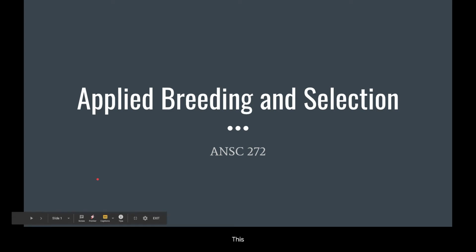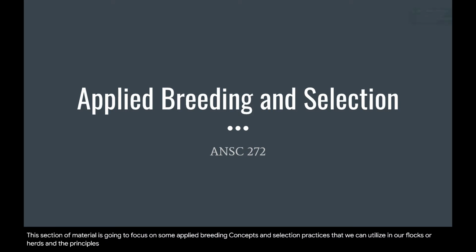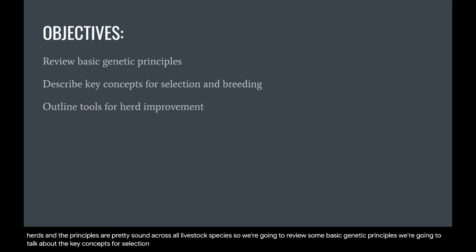This section of material is going to focus on some applied breeding concepts and selection practices that we can utilize in our flocks or herds, and the principles are pretty sound across all livestock species. So we're going to review some basic genetic principles, talk about the key concepts for selection and breeding, and outline some tools that can be used for herd improvement.